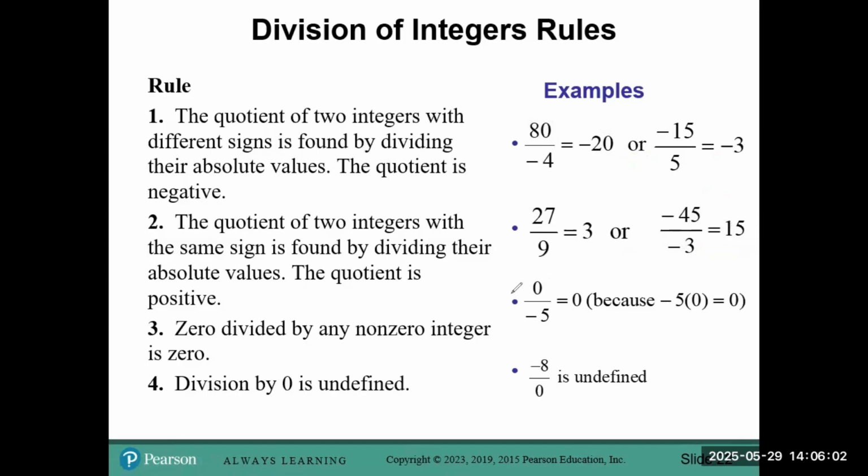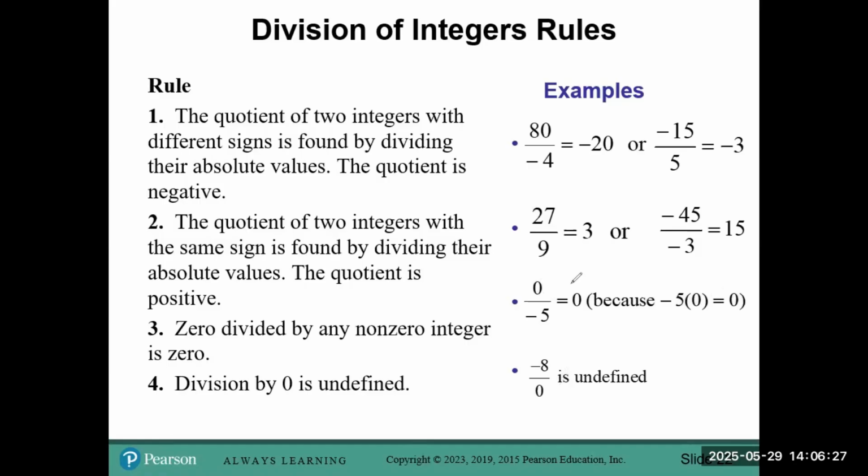And then we have the two special cases, okay? 0 divided by any number is 0. You can think about it this way: if you have nothing and you separate it into a certain number of categories, you still have nothing. Another way of thinking about that is -5 times 0 is 0, so 0 divided by -5 is 0.